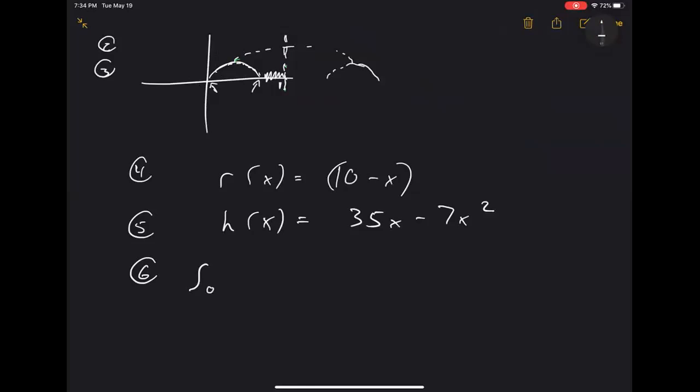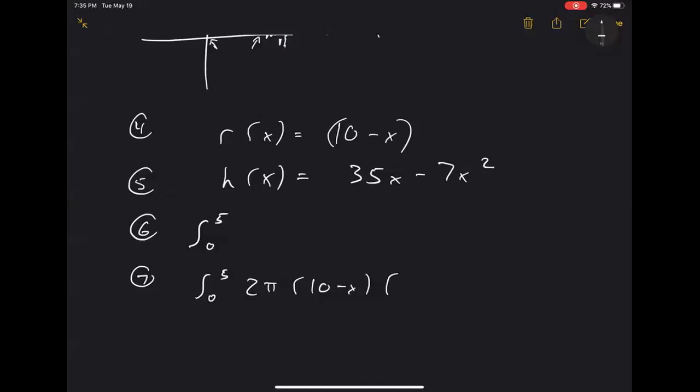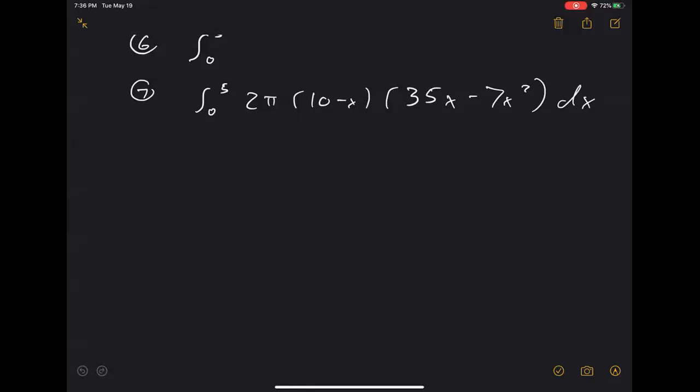So now I have all the information I need to form my integral. My integral should be 0 to 5, 2 pi, what's my radius? 10 minus x, times my height, which is 35x minus 7x squared. Then I'm integrating in terms of x, so I need a dx. All right, so now let's try and integrate this and see what we get.